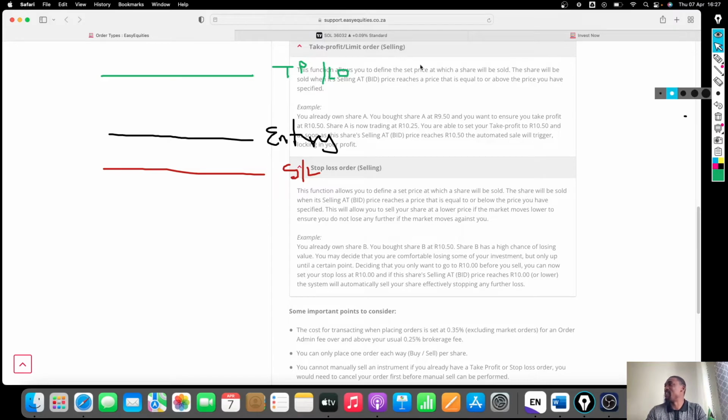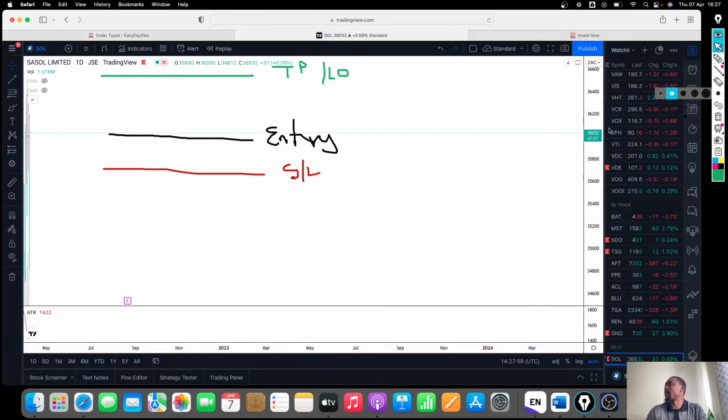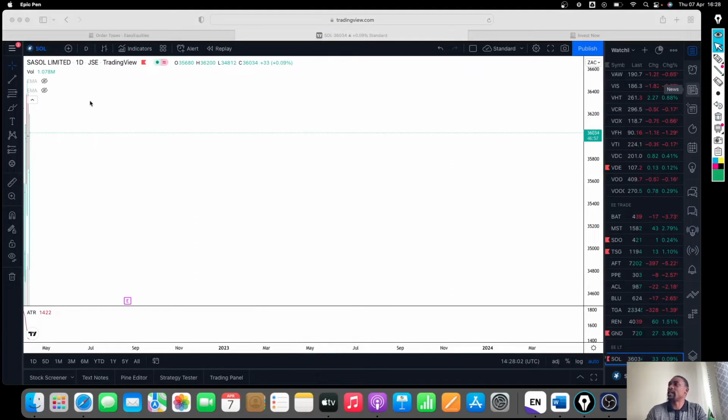You can read on your own what it means. Okay, so now let's go back to quickly touch on when I will use this, because I don't always use this order type. It depends on what I'm trading and the goal of that particular trade.